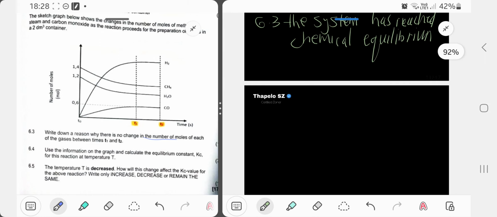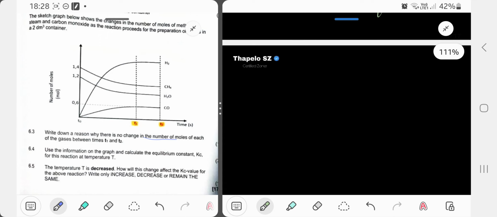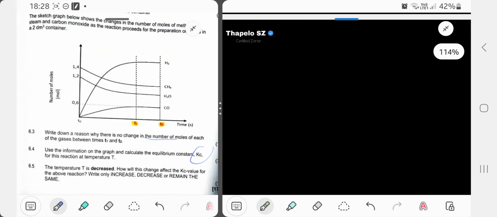Now for 7 marks, it says to use the information on the graph to calculate the equilibrium constant Kc for this reaction at temperature T. One of the methods that we usually use is the RICE method. So let me pause the video and draw the table, and then I'll see you in just a second.